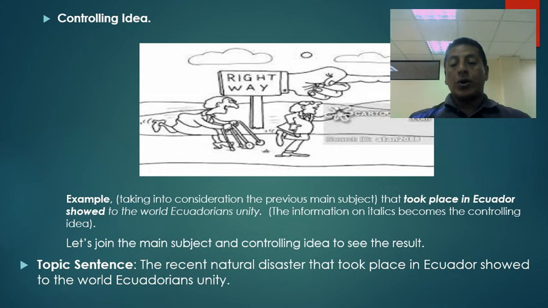Okay, so which one was the main subject? It was natural disasters. So it didn't tell much about the topic, about the paragraph, but now when we include the controlling idea, then we get the specific idea of what the writer is going to tell us about natural disasters. So he's going to talk about the one that happened in Ecuador and the consequence of this natural disaster, which is showing unity of people from a specific country.